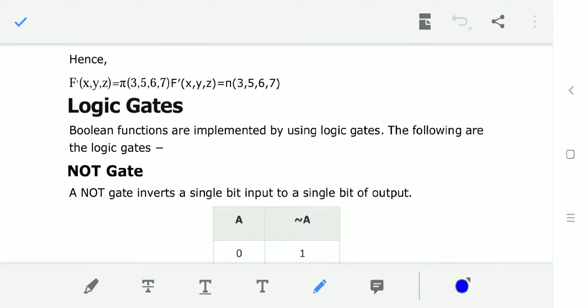Our next topic is logic gates. Boolean functions are implemented by using logic gates. The following are the logic gates.